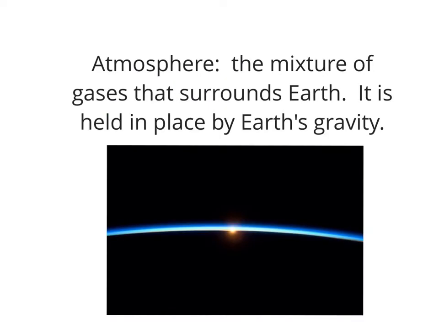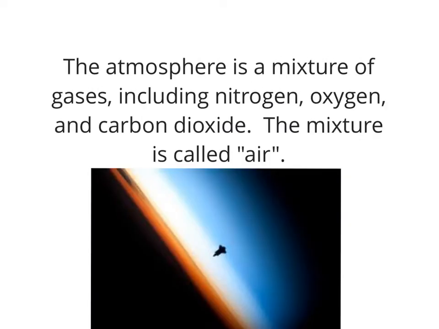The atmosphere is one of the Earth's systems. It's the layer of gases that surrounds Earth, and it's held in place by Earth's gravity. Without gravity, those gases would float away, but the Earth's gravity keeps them around Earth. The atmosphere is a mixture of gases. Most of the atmosphere is actually nitrogen, but there's also oxygen, carbon dioxide, and some other gases in the mixture. We call the whole mixture air.